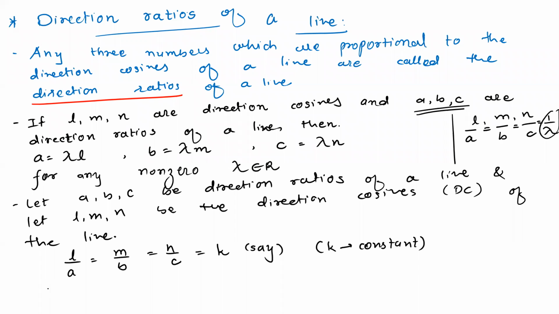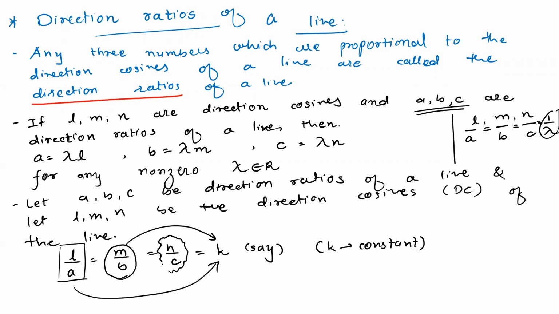In that case, one can write L is equal to a k. If you compare the first one with k, you can find L is equal to a k. If you compare the second one with k, M is equal to b k, and comparing n by c also with k, N is equal to c k.